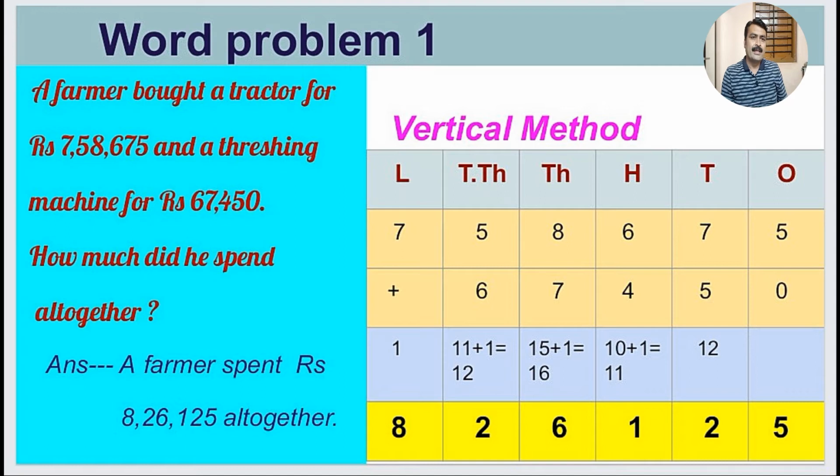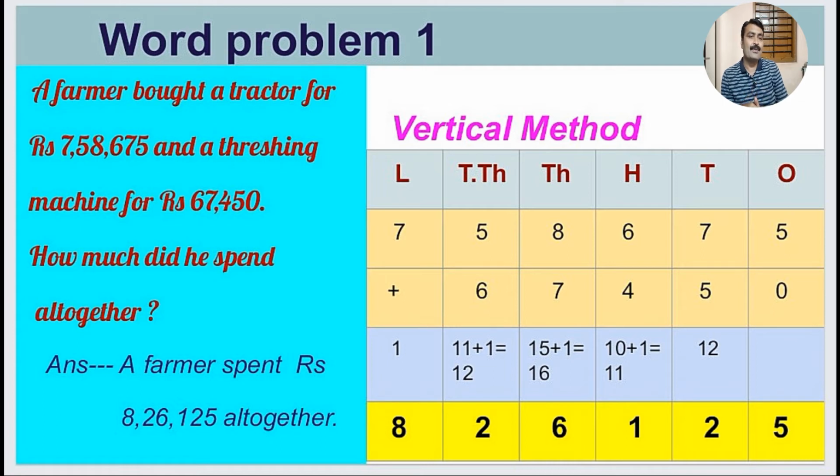Thereafter next addition, 6 plus 4 is 10, and to that 10 we add 1 as a carry, we get 11. For 11 we write 1 into the answer and 1 is taken as carry into the next addition. Now addition at thousands place, so 8 plus 7 we get 15, and to that 15 we add 1, total we get 16. For that 16 we write 6 into the answer and 1 is taken as carry into the next addition.